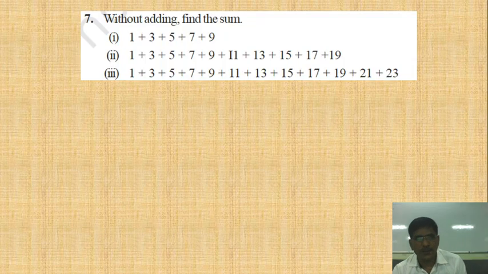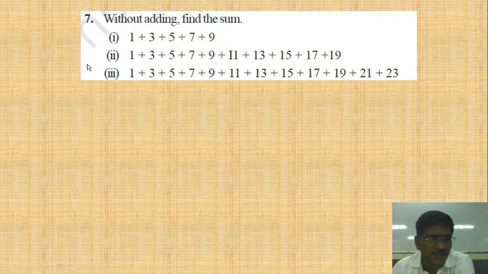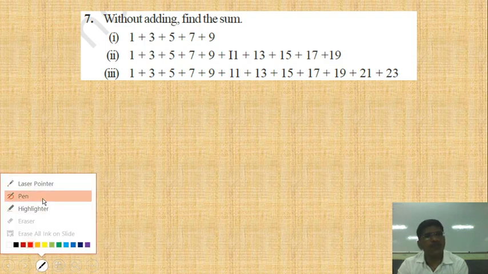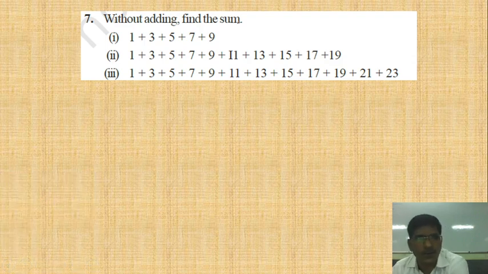Okay, friend, today we are discussing chapter 6, the square and square root. In the last lecture we were finding the odd numbers. Same thing here.